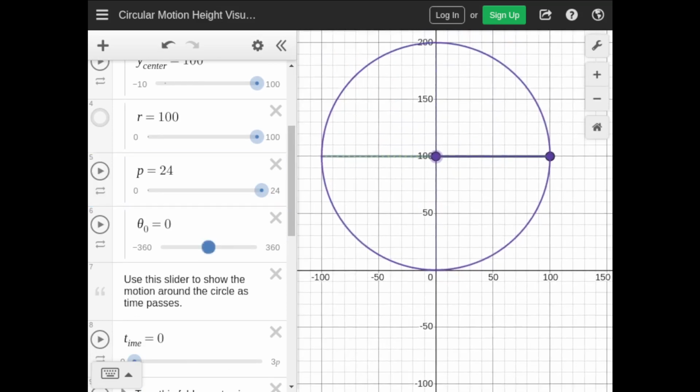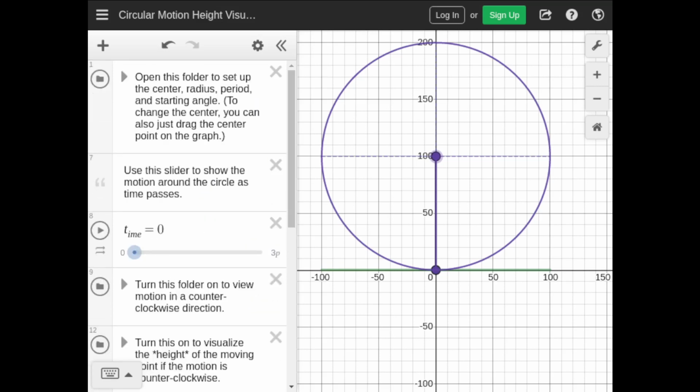This theta sub 0 is an angle. It's the starting angle. So if I move this around, my initial point will just be somewhere else. If you have a background in these types of problems, you might already know what I need to do: negative 90 degrees. There are other options. If you don't have a background in this, just slide it around until it looks how you want. In this case, we want, again, our passenger starting at the bottom. So now we've got this all set up.